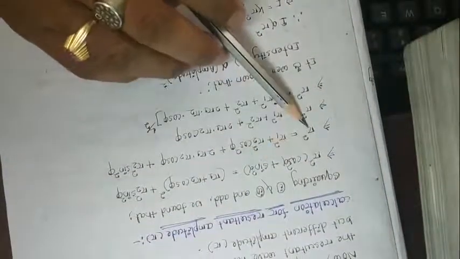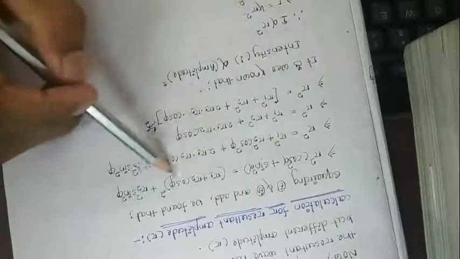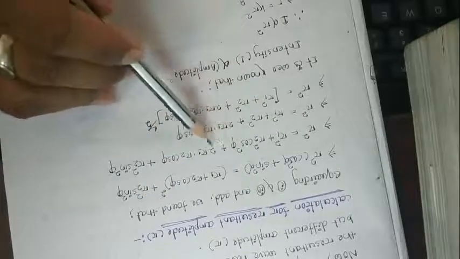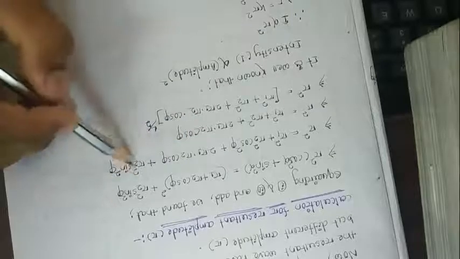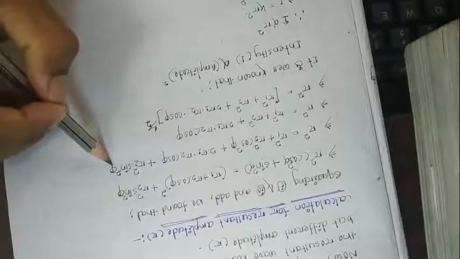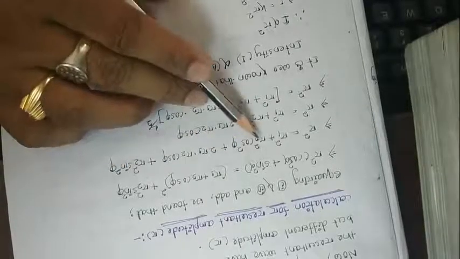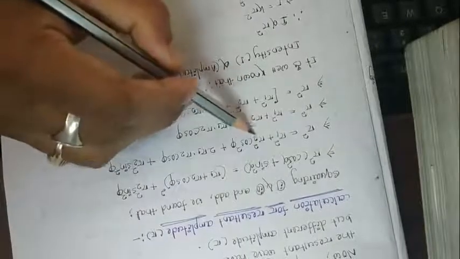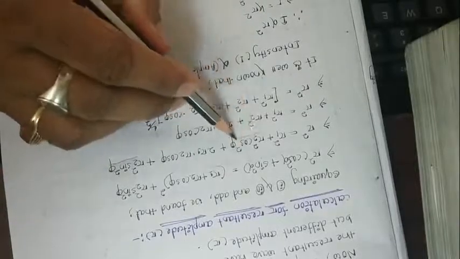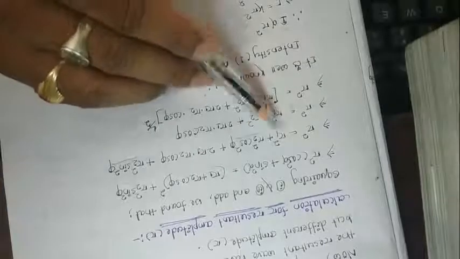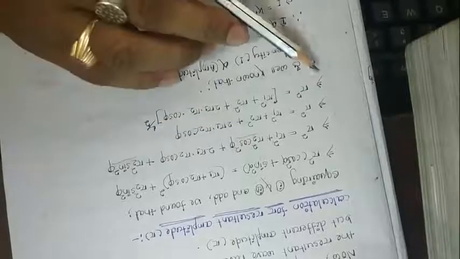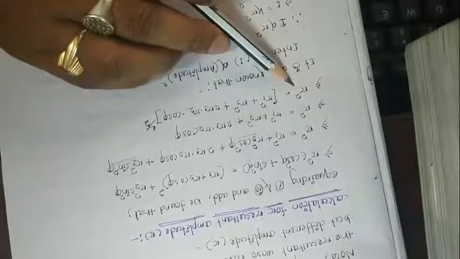So the left hand side will be r square, and using (a plus b) square, r1 square plus r2 square cos square phi plus 2 r1 r2 cos phi plus r2 square sin square phi. So r2 square cos square phi and r2 square sin square phi: if we take r2 square common, then cos square phi plus sin square phi will be 1. So hence r1 square plus r2 square plus 2 r1 r2 cos phi. That implies r square is equal to this.